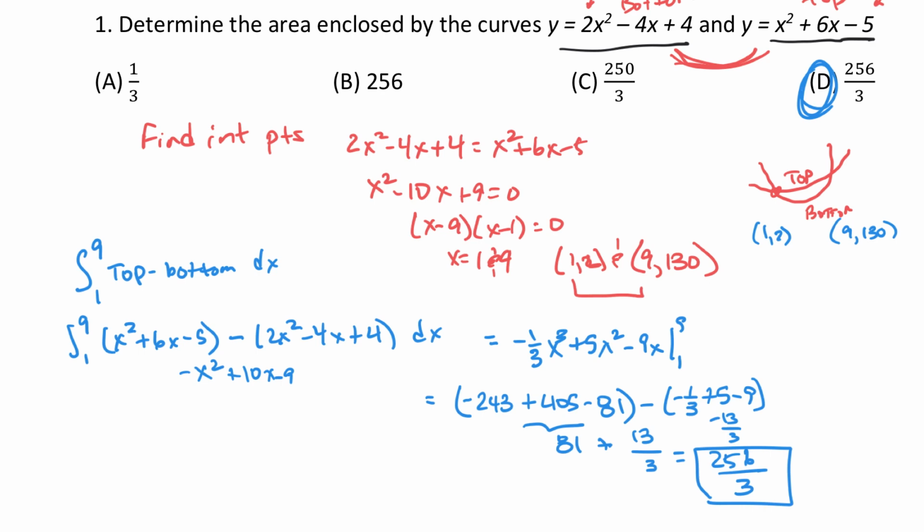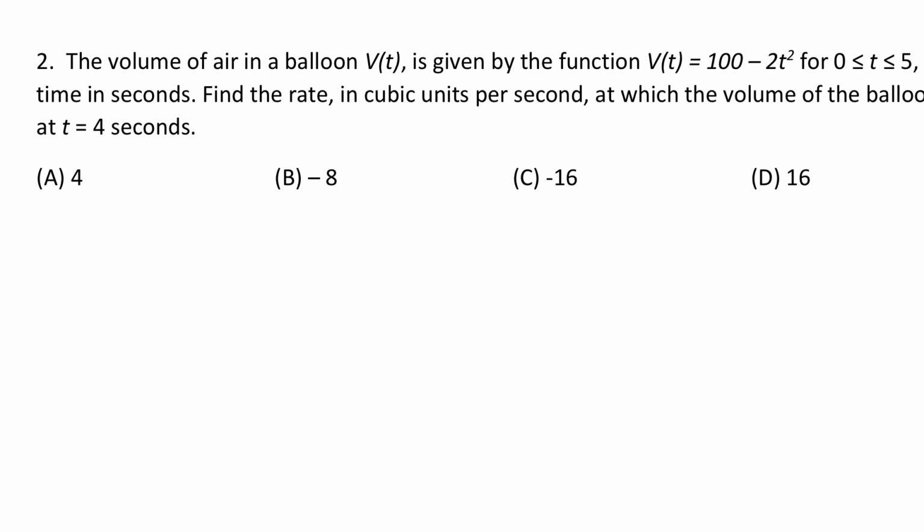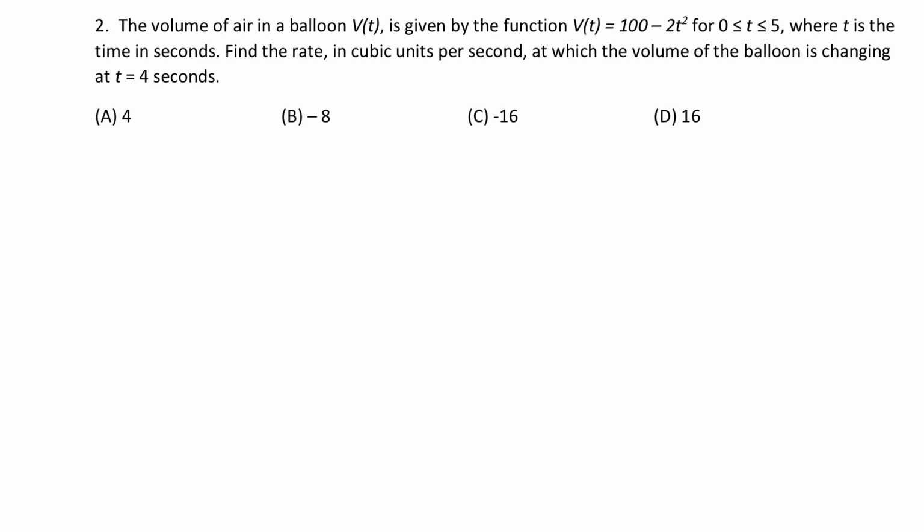All right, so let's move on to the second one, and let's see if we can squeeze this in a little bit. Let's make it a little bit smaller so we can see it all. Okay, there we go. It says find the volume of air in a balloon. V of t is given by the function V of t equals that, from 0 to 5, where t is the time in seconds. Find the rate in cubic units per second at which the volume of the balloon is changing at t equals 4 seconds. Okay, so here, this is a basic rate problem, and we want the volume changing.